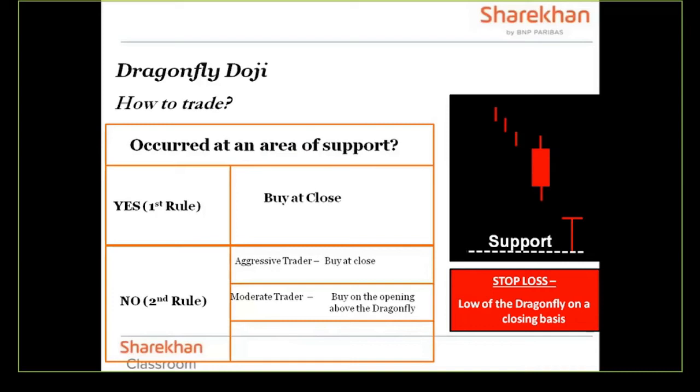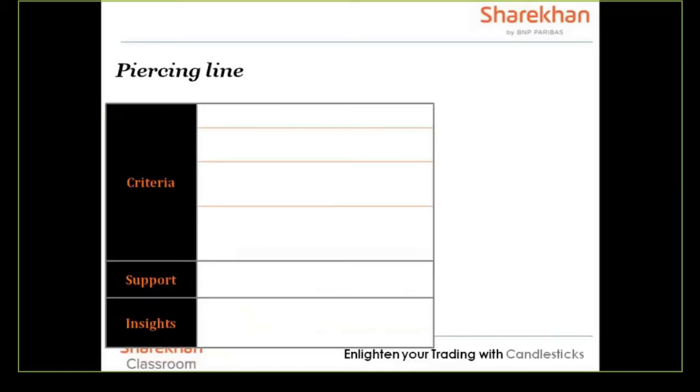Then we looked at the dragonfly doji. The bearish counterpart of that is called the gravestone doji. Then we have two candlestick patterns, the first being the piercing line.